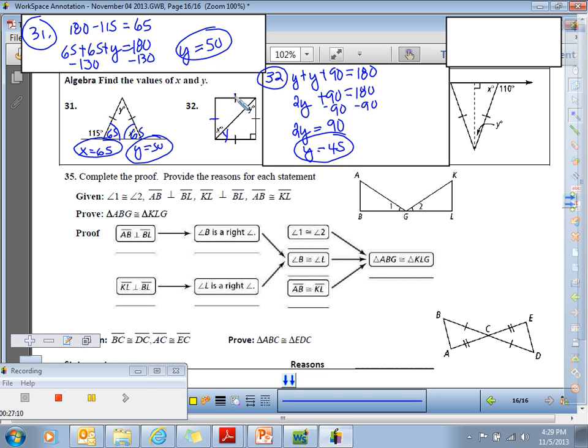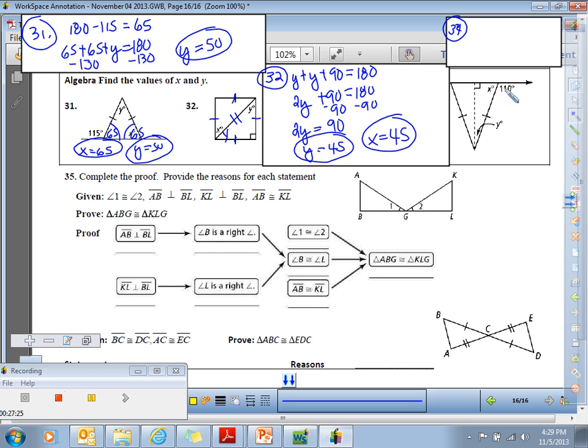Okay? Well, these happen to have the same markings, and they share this side in the middle. That means these are congruent triangles. Therefore, y is equal to x. So x would also be 45. Okay, and then number 34.